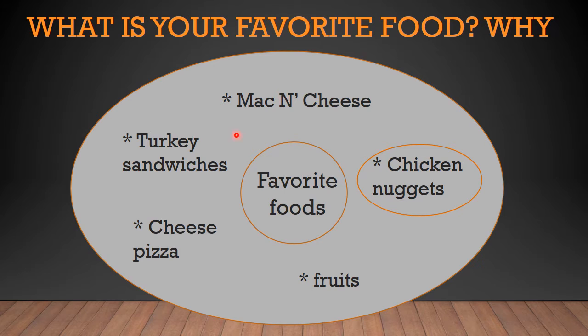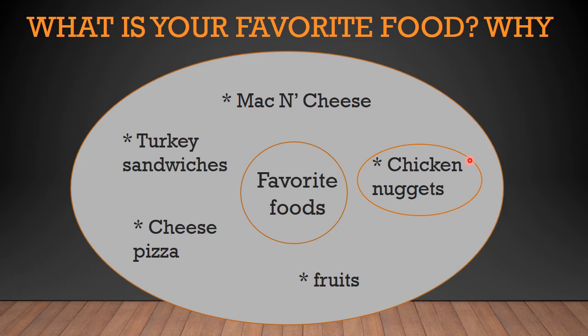So we started with the brainstorm, which is organized in a circle map. The topic of our circle map is favorite foods. And then around it, we have many ideas for favorite food. So we have turkey sandwiches, mac and cheese, chicken nuggets, fruits, and cheese pizza. I decided to write about chicken nuggets this week. So I circled my answer in my circle map.